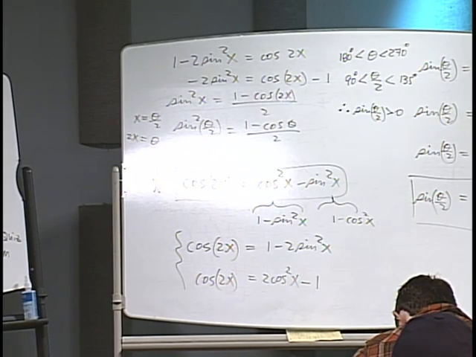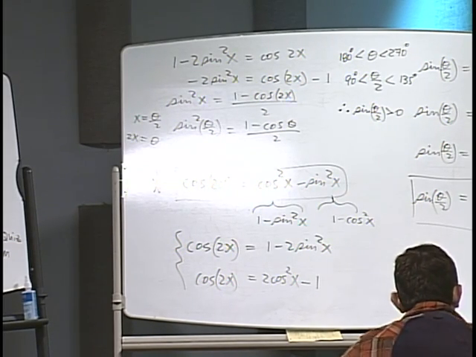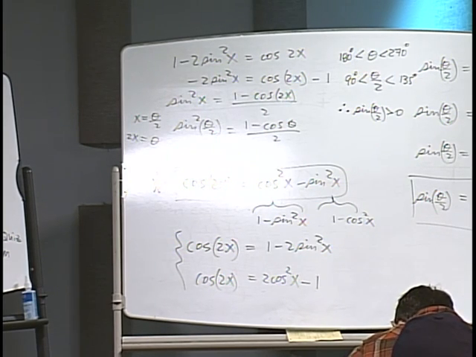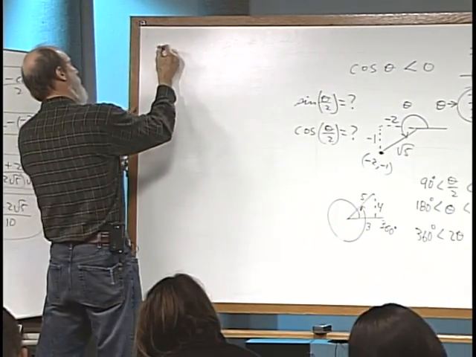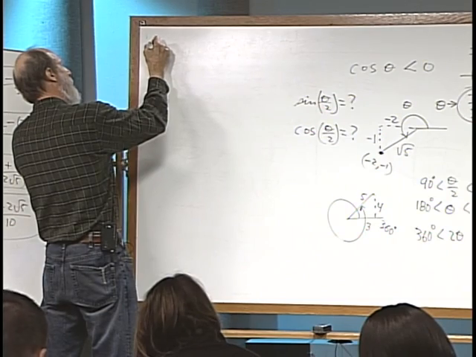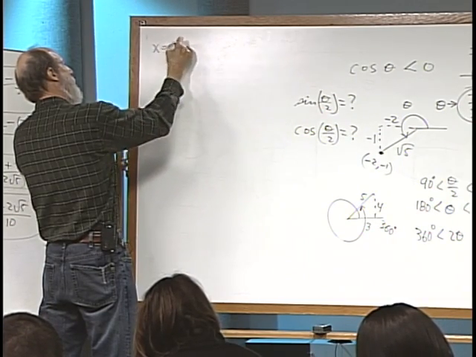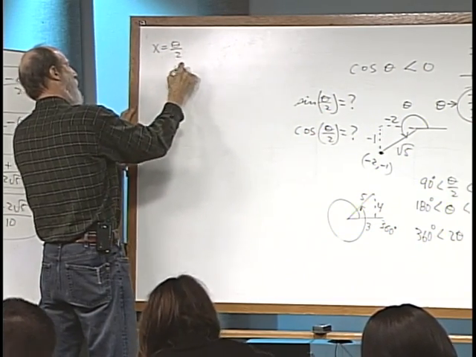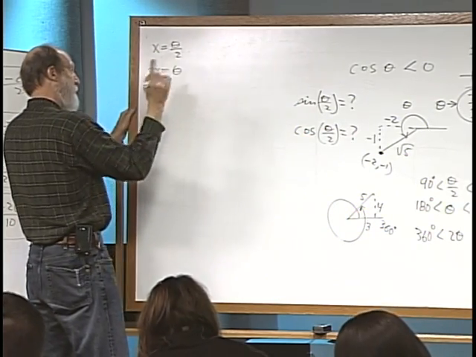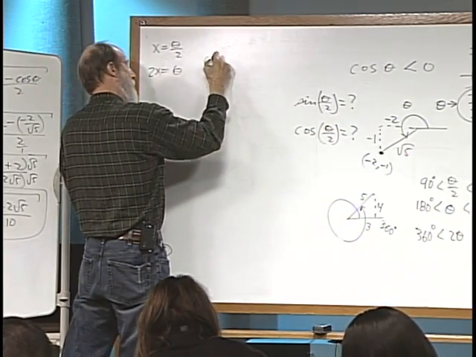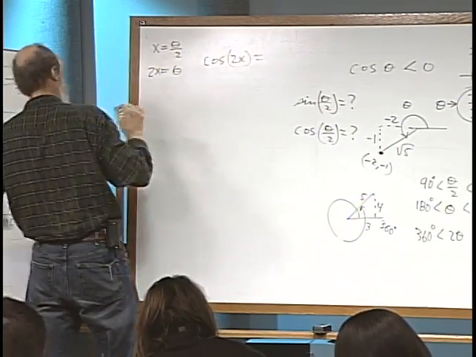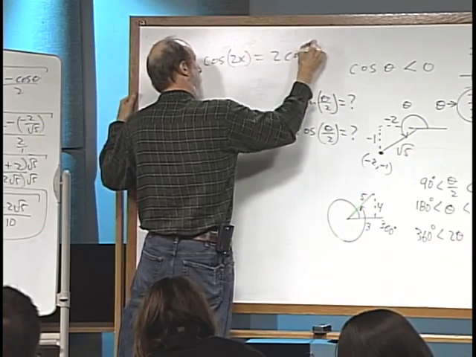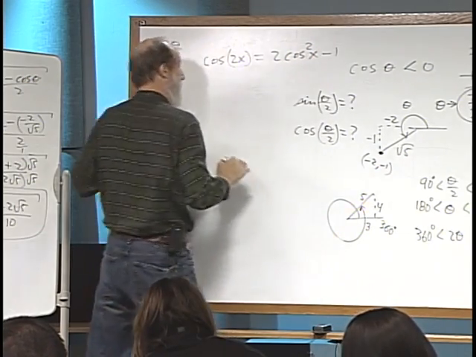So I'm not going to erase all of this. We took care of the double angle stuff already. So what we're doing now is we're again letting x be equal to our theta over 2. So our theta is twice x. And the formula we're using is the cosine of twice x equals that thing at the bottom there, twice cosine squared x minus 1.